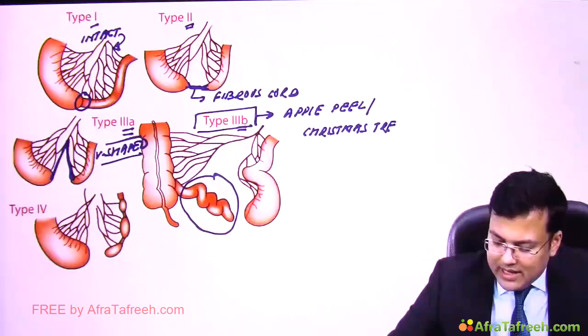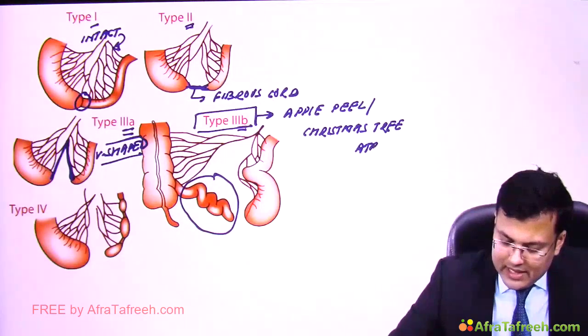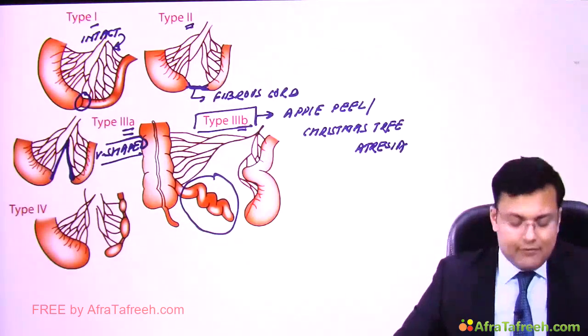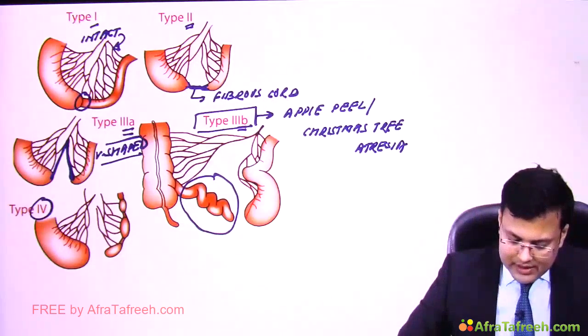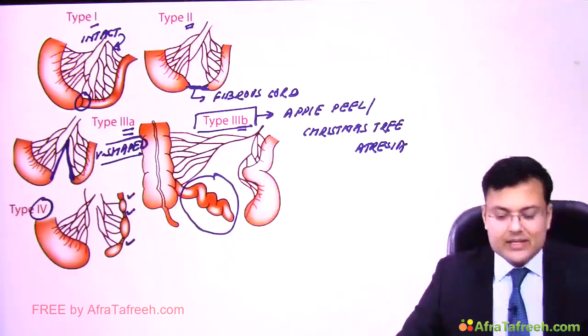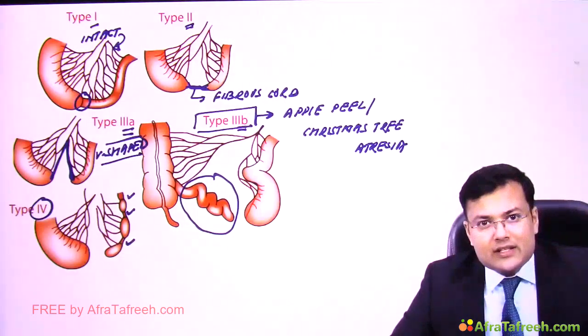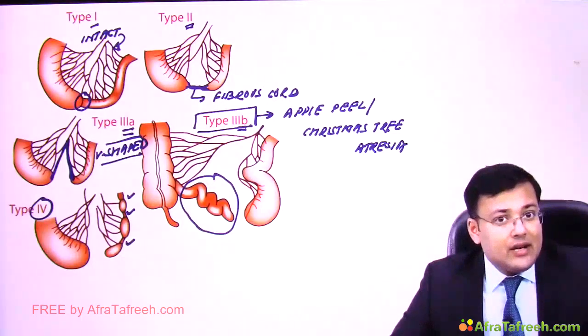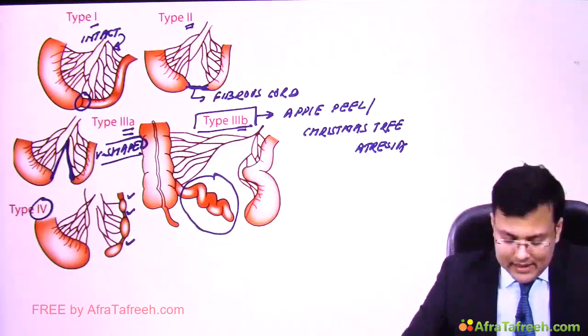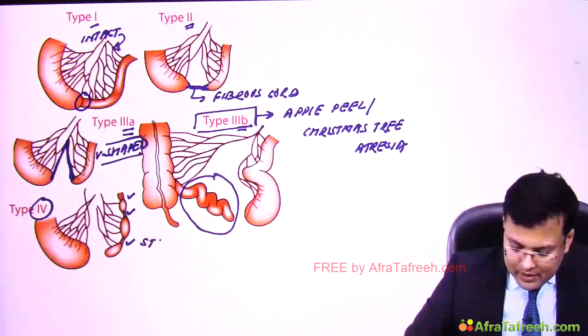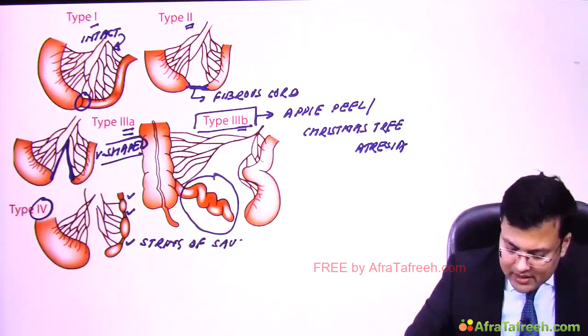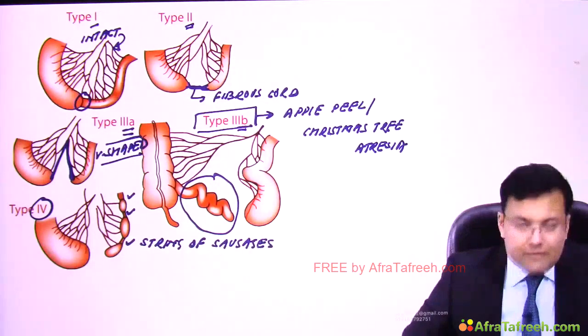Christmas tree atresia. Okay, type 3B. And if you see type 4, here can you see? You can see that there is multiple atresia and it looks like string of sausages. So this is known as string of sausages appearance, and that's type 4. So these are four types.